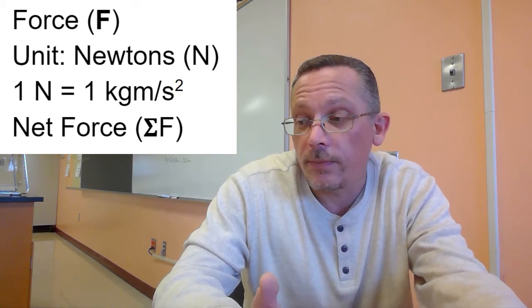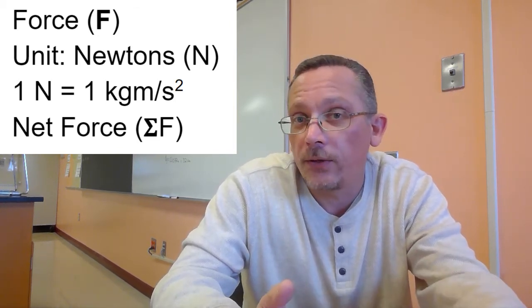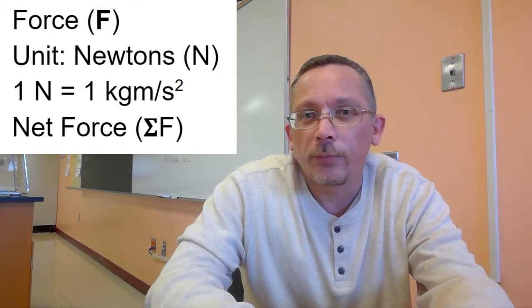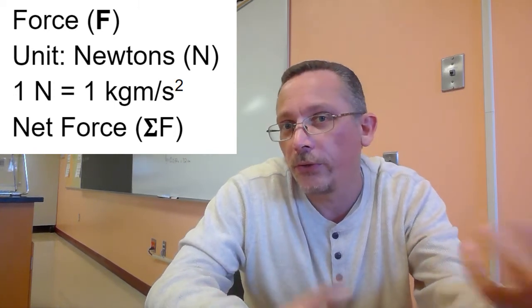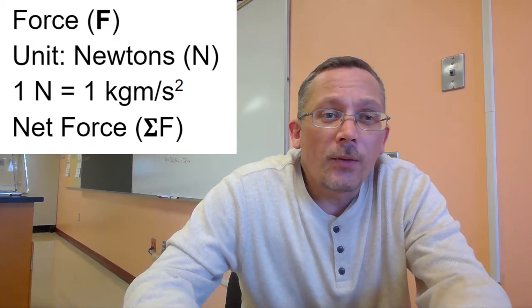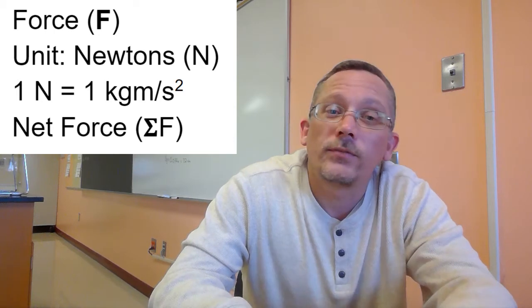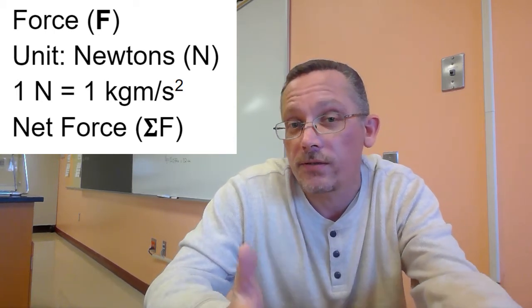1 Newton of force is about 1/4 of a pound. So 1/4 of a pound is 1 Newton, about. So think about a quarter pounder cheeseburger. The weight of that cheeseburger is about 1 Newton of force. So it's not a whole lot of force. We use the symbol F for force. Notice force is a vector. So the F is not italic, it is in boldface because it's a vector.